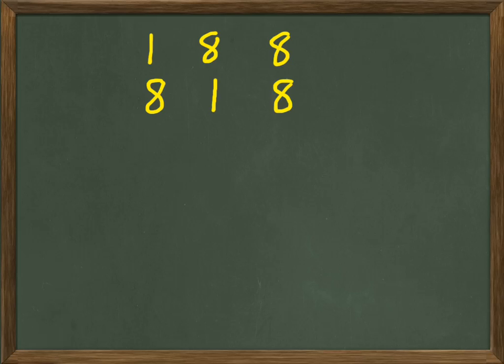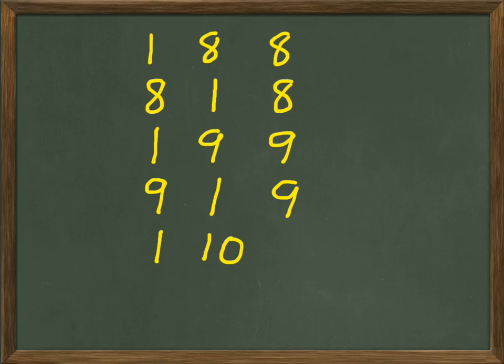Okay, how about 1 times 9? 1 times 9 is 9. How about 9 times 1? 9 times 1 is also 9. All right, let's do one more pair. How about 1 times 10? How much is 1 times 10? 1 times 10 is 10. And 10 times 1, that would also be 10.